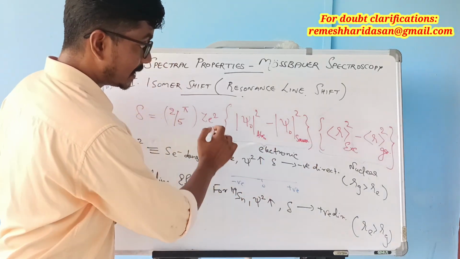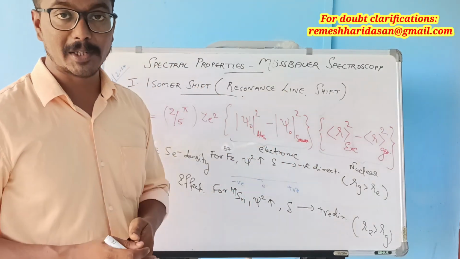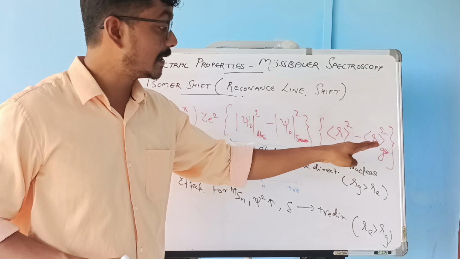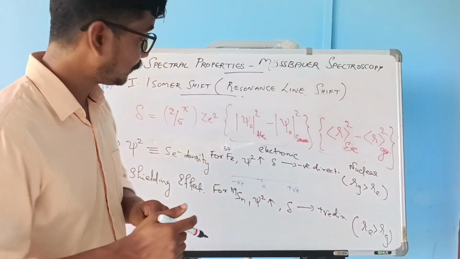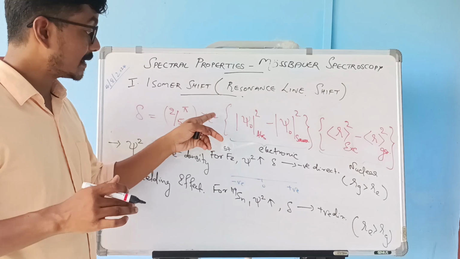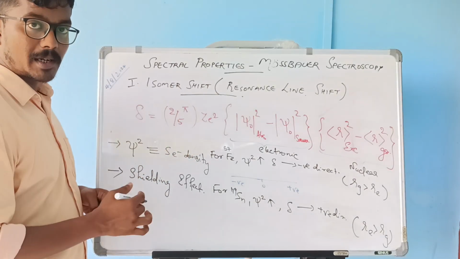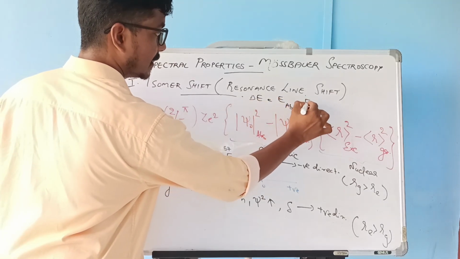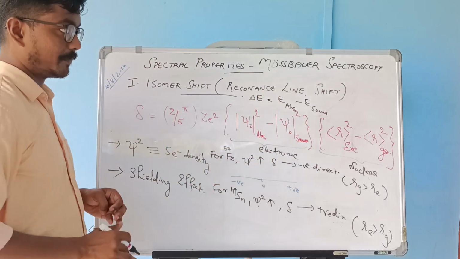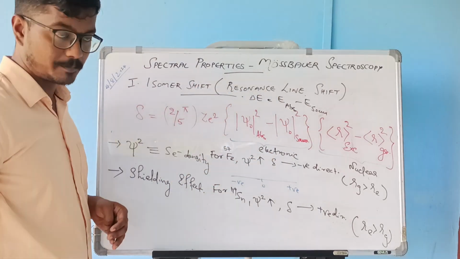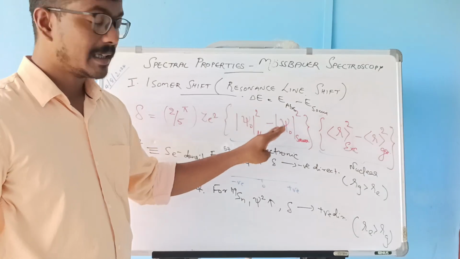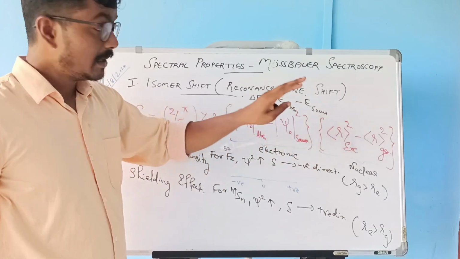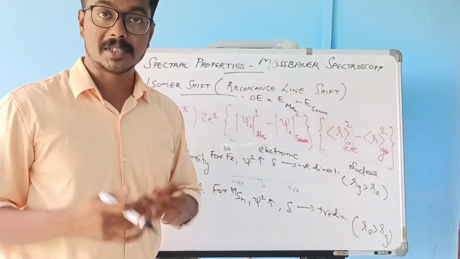So this part of the expression gives the electronic property of the nucleus, and this gives the radius of the nucleus at the excited state and the radius of the nucleus at the ground state, which is the nuclear property. Z is the atomic number, e is the electronic charge. So delta E is equal to E absorber minus E source, right? This is the expression. This delta is known as isomer shift. This simple expression is elaborated by applying the quantum mechanical concept, and we obtain this result. And what exactly does this mathematical expression of isomer shift give us?